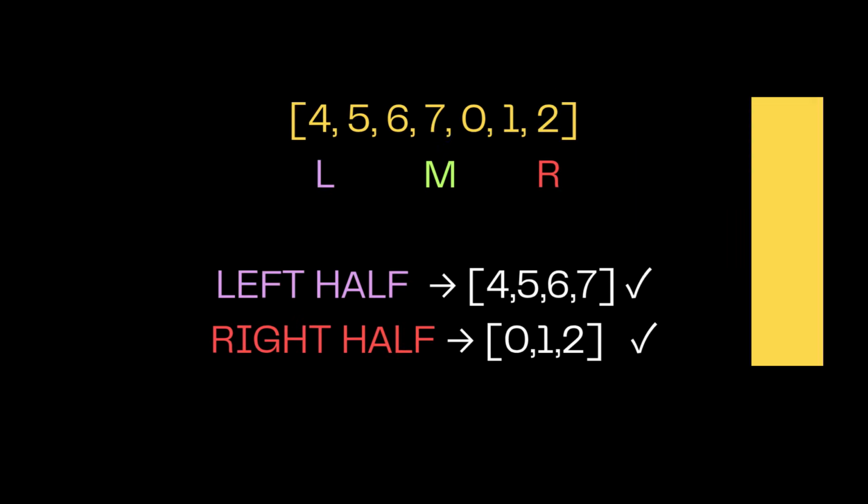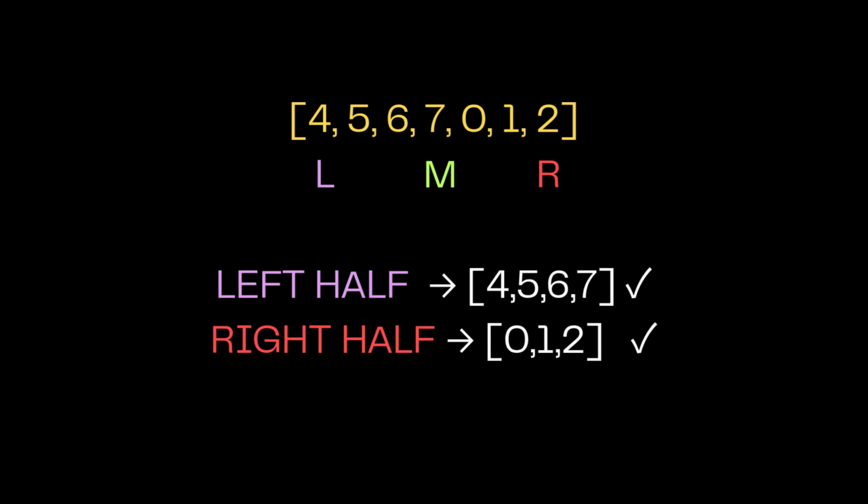Here's the important observation. Even though the entire array isn't sorted, at least one half will always be sorted. So at every step, we find the middle and figure out which half is sorted. Once we know that, we can check whether our target belongs inside that sorted half.